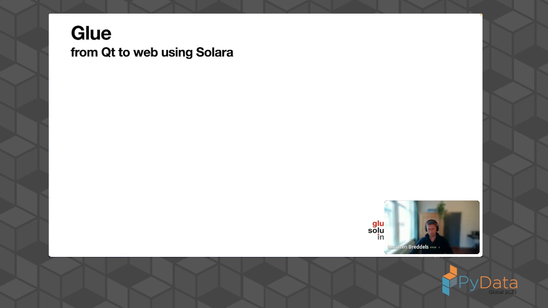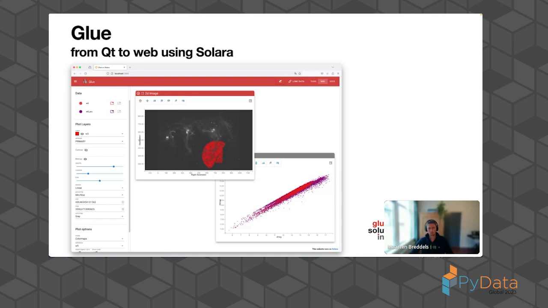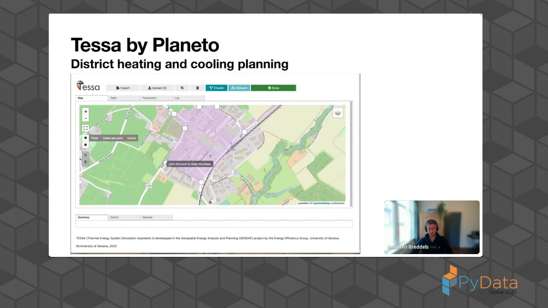A project started at Harvard that was using Qt, and that we're now using Solara to make available on the web. A very complex way of interacting with data, multiple data sets. This is an example of where a prototype that was developed in the Jupyter Notebook for planning district heating and cooling is now turned into a full product that is the basis of a startup.